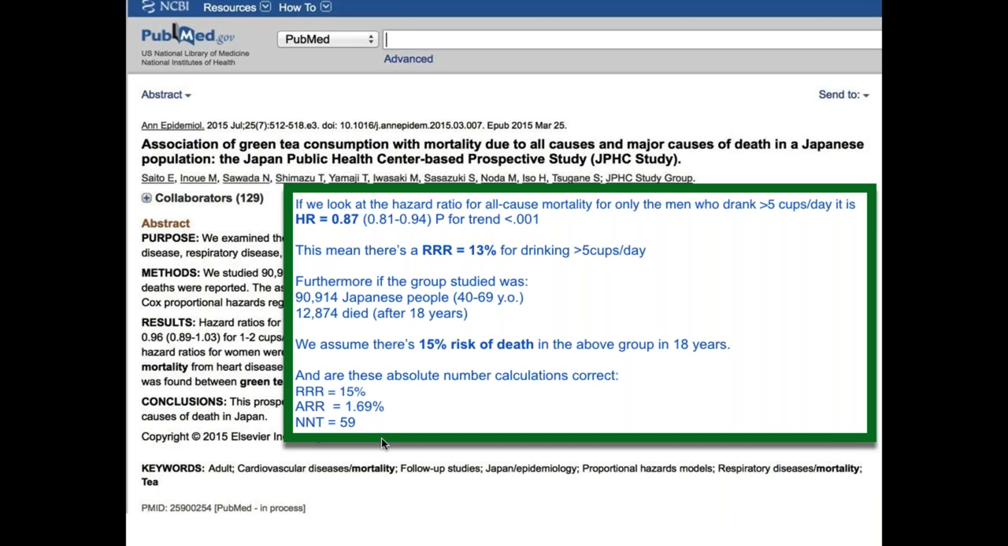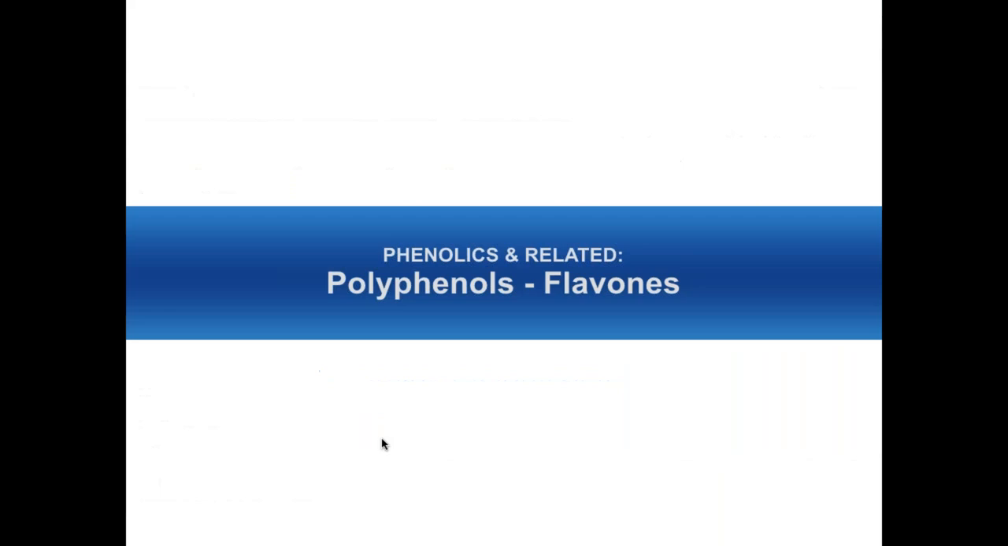In this case, that means that for every person drinking more than 5 cups of green tea a day, one in 59 of those people won't die because of the green tea. So that's a lot of people who aren't getting a benefit, but at least one person does. That's good. Again, lots of different antioxidants are better than just trying to have one superfood. I think you want lots of different superfoods. Green tea is good. Mix it up with some coffee, have some berries, and away you go.